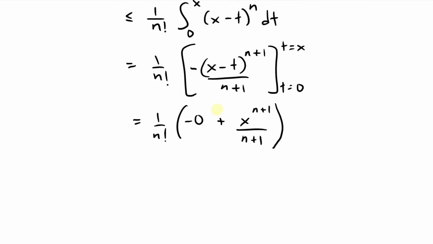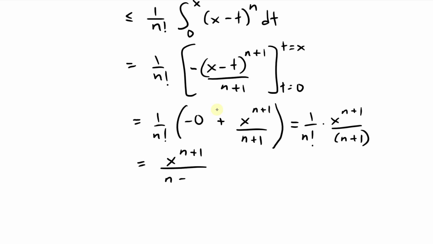And now what does this equal? This simplifies further: 1 over n factorial times, removing this 0 there, x to the n plus 1 over n plus 1. In other words, this is just n plus 1 factorial. So this equals x to the n plus 1 over n plus 1 factorial. So yes, this is equal to this side here. Basically the absolute value of the remainder is less than or equal to this over here.